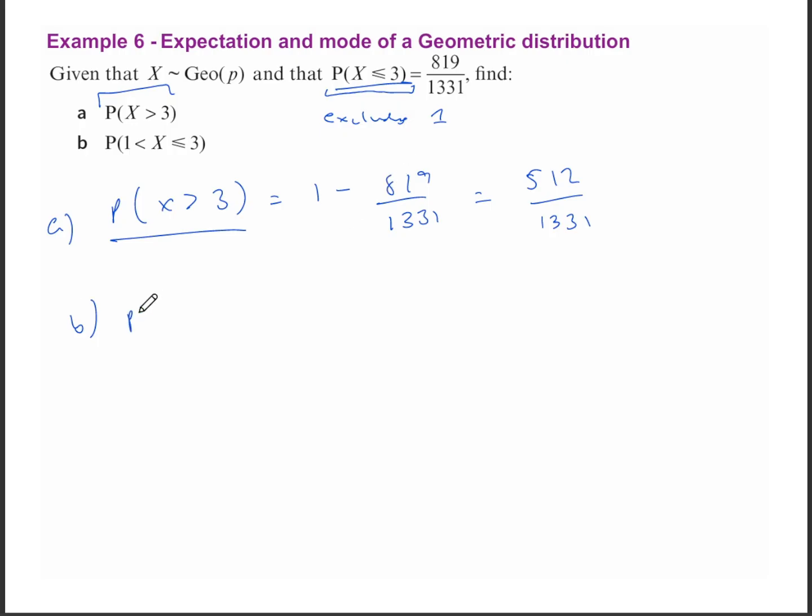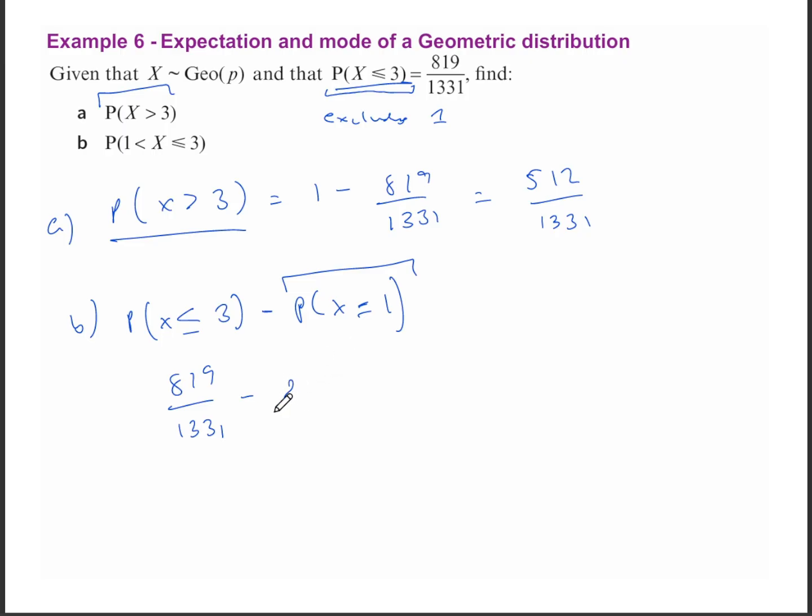And for that, we're sort of going to take p of x is less than or equal to 3 minus p of x is equal to 1, which is just going to be 819 over 1331 minus p, because you want the first probability to be 1 of success, because you want that first attempt to be successful straight away. That's what this means right here.